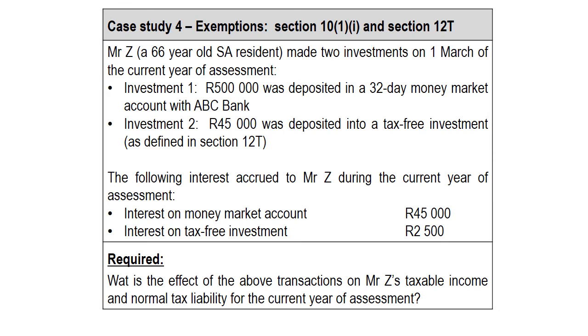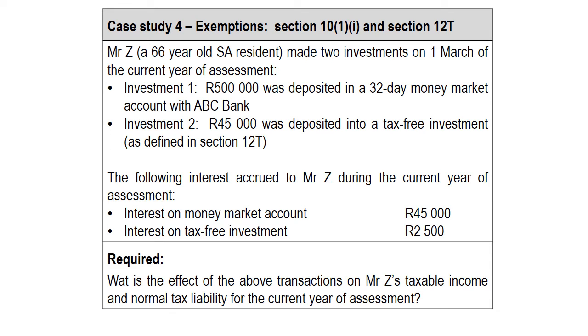So if you open up your study guide and you go to case study 4, we have a Mr. Z, 66 years old. He made 2 investments on the 1st of March of the current year of assessment, in other words, 2019. Investment 1, 500,000 Rand was deposited into a 32-day money market account with ABC Bank, and investment 2, 45,000 Rand was deposited into a tax-free investment.